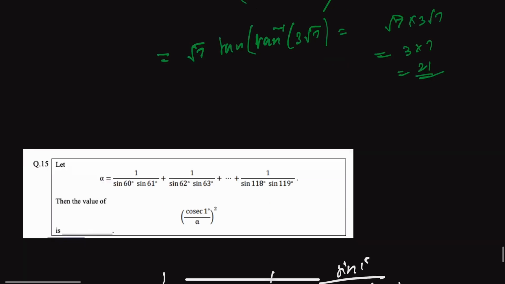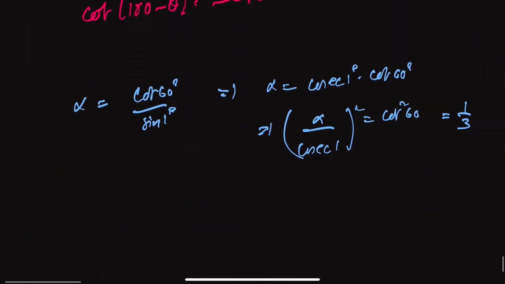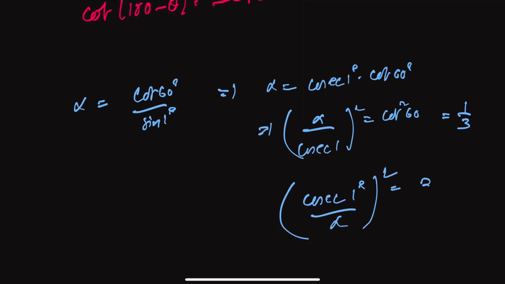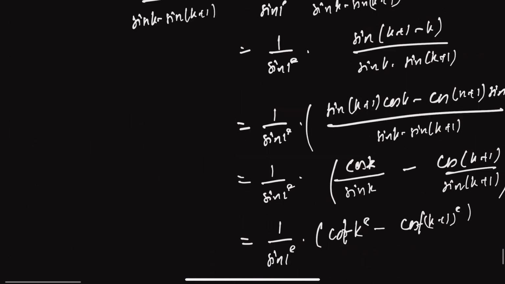Oh, they are asking cot 1 degrees by alpha. So cosecant 1 degrees by alpha, whole square. So that is equal to 3. So the final answer for this question will be 3.